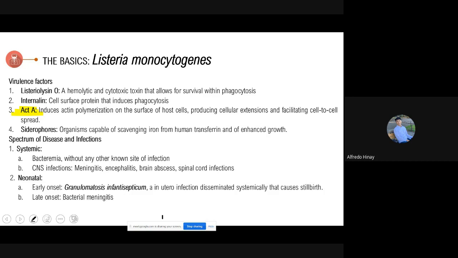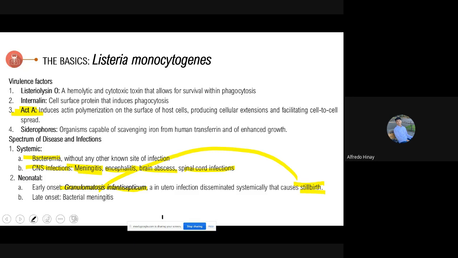For the disease manifestation naman, class, bacteremia is common in it, and also meningitis, class. And aside from meningitis, class, we also have encephalitis, brain abscess, and spinal cord infection. These are all included under your CNS infection. Since they are part of the normal flora, same with Listeria monocytogenes. So in the early onset, we have granulomatosis infantisepticum. This is, class, the English version is stillbirth, or the baby dies inside the mother's body.